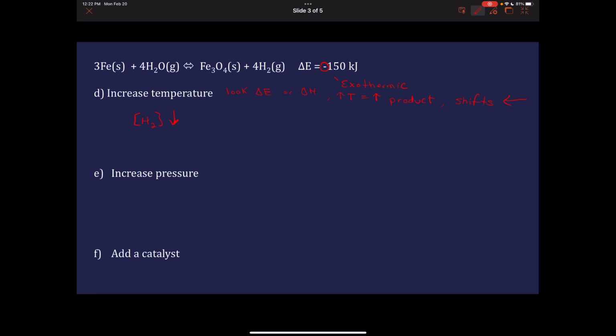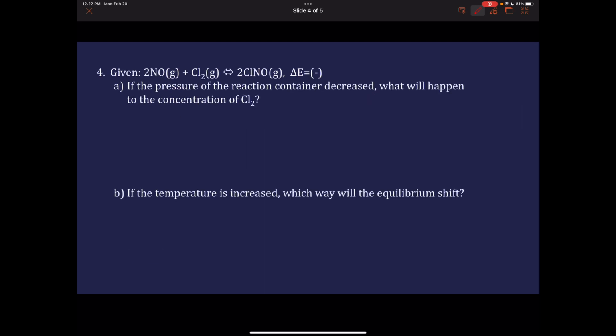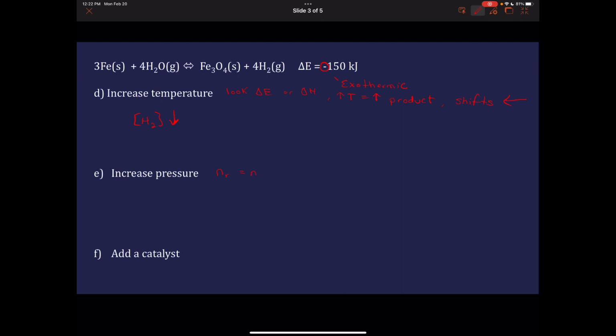Next, we're asked about increasing pressure. We already talked about changing volume. If we change volume and pressure, it's all dependent on those moles. So remember, my reactant moles equal my product moles here. And since they are equal, we're going to see no change. So in terms of my hydrogen concentration, hydrogen is going to stay the same.